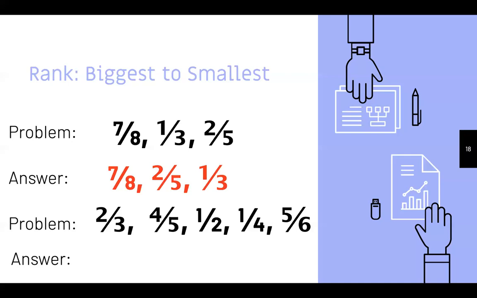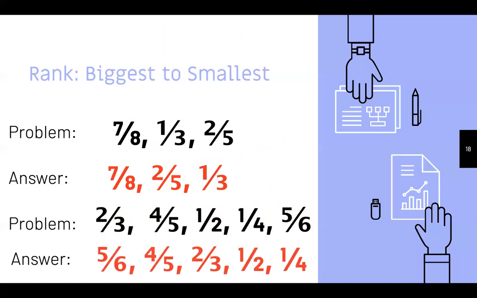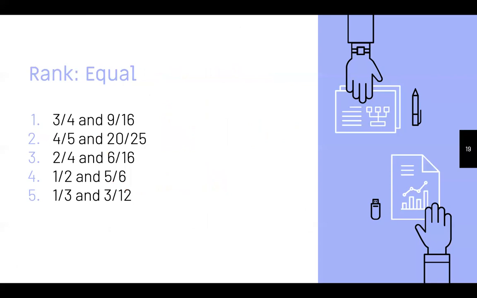So what that is telling me right now is that 4/5 is bigger than 2/3, right? And then to compare that to the 5/6, well, remember the 5/6 was 25 to 30, and the 4/5 was 24 to 30. So the order is actually 5/6, 4/5, 2/3, 1/2, 1/4. And that is the correct answer. So let's move on, right? And the rank now is equal.